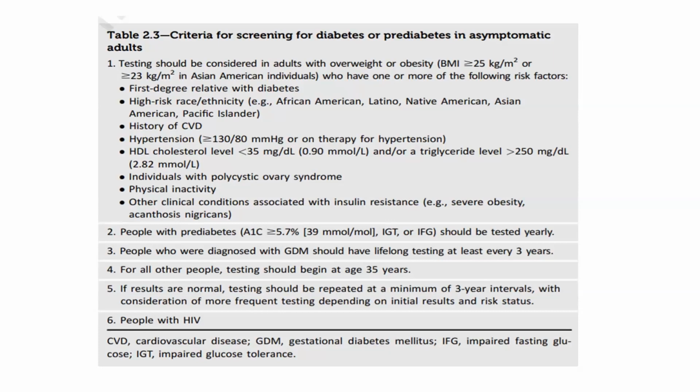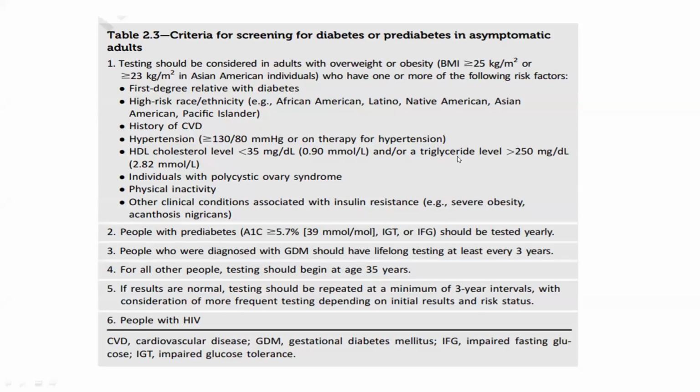Mind the cutoff values this time. Actually, the latest ADA guideline says blood pressure of equal or more than 130 by 80. The local guidelines mention a cutoff value of 140 by 90, but this is the latest cutoff. And if the patient has HDL cholesterol less than 35, or a triglyceride level more than 250, that is also a risk factor that we can call for screening. And if a female has polycystic ovarian syndrome, a physically inactive patient, or a patient with features of insulin resistance, that also falls into this category.